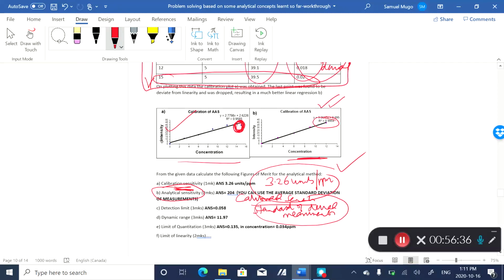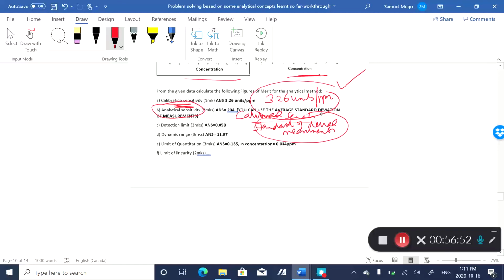Okay, remember, again, the steeper the slope, because you're saying calibration sensitivity is just the slope, which is this. The steeper the slope, the better the analytical method, the more sensitive the analytical method. And so question C is limits of detection.